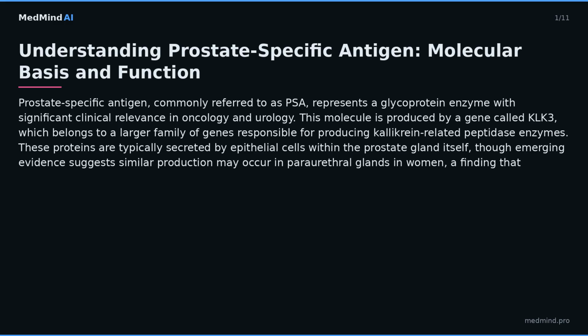similar production may occur in periurethral glands in women, a finding that broadens our understanding of PSA's distribution throughout the body. The enzyme functions as part of the prostate's normal physiology, participating in the liquefaction of semen and maintaining the health of prostatic tissue. However, when abnormal cellular growth occurs within the prostate, PSA levels in the bloodstream can increase significantly, making it a valuable diagnostic marker.